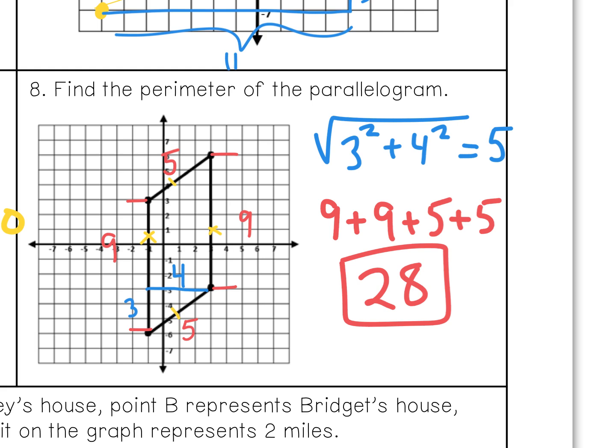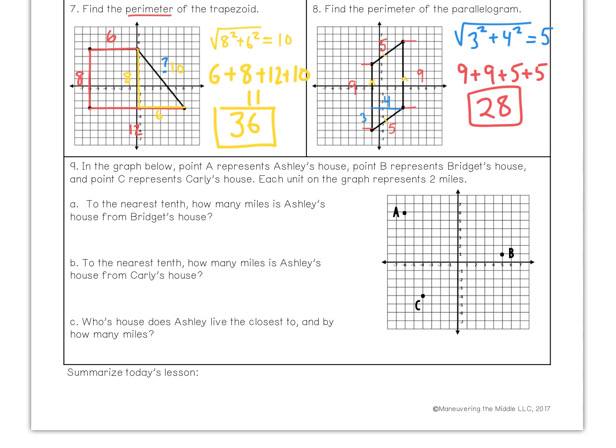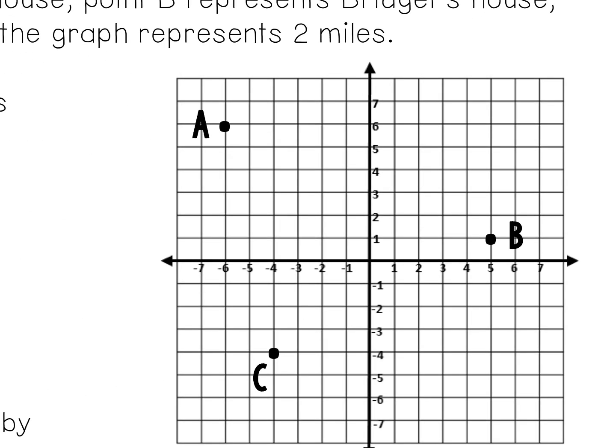Last problem. It says in the graph below, point A represents Ashley's house, point B is Bridget's, point C is Carly's house. Each unit on the graph represents 2 miles. So, A asks, how far is it from Ashley to Bridget's? Okay, so what do we need to do? Make a triangle. So, down and over. There's my triangle.